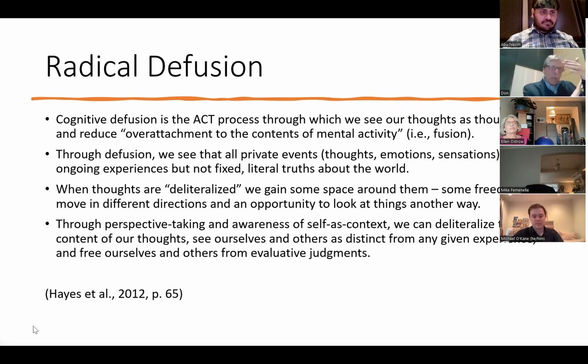And then we engage in diffusion. We begin to get a little, I'm having the thought or I'm having the memory of that event. We get a little distance. Get a little distance from the event, right? And we can begin to see other things in our lives. So in a sense, self as context is a radical form of that.